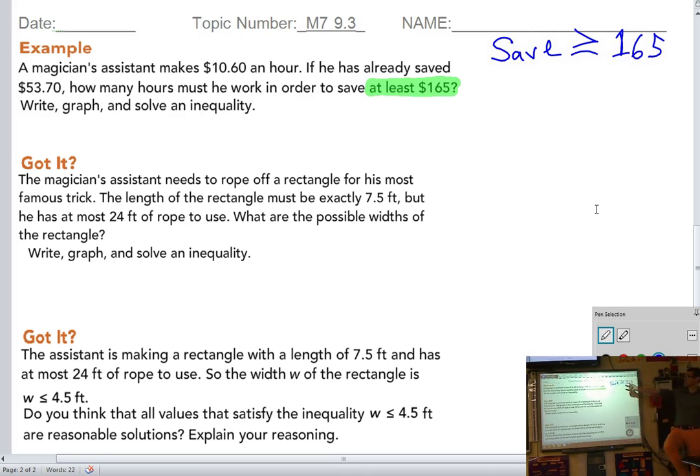How are we saving? Because that left side, we got to fill in some values there. So when we look at how we're saving, Abby? Wouldn't it be $53.70 each hour? Oh, that's not what we make per hour. Or wait, no, it would be $10.60. So this is how I'm making money, 10.60 times H, and wouldn't it be plus the savings we already have, $53.70. So save would be 10.60H plus 53.70 is greater than or equal to 165.